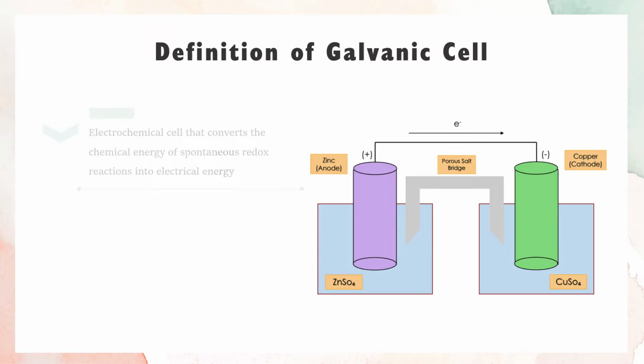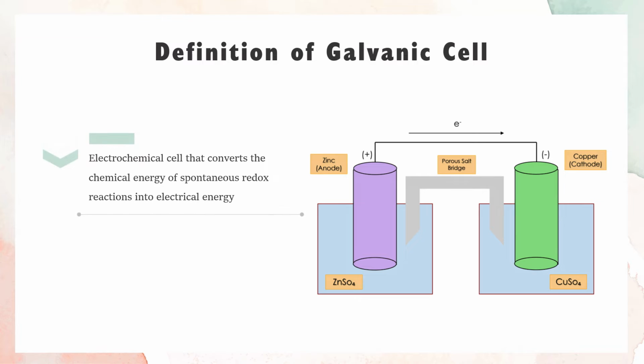Galvanic cell is an electrochemical cell that converts the chemical energy of spontaneous redox reactions into electrical energy. It is introduced as a tool for studying the thermodynamic properties.